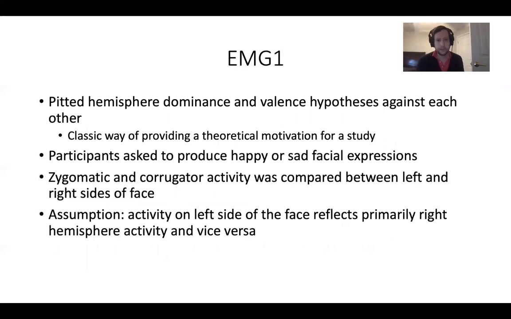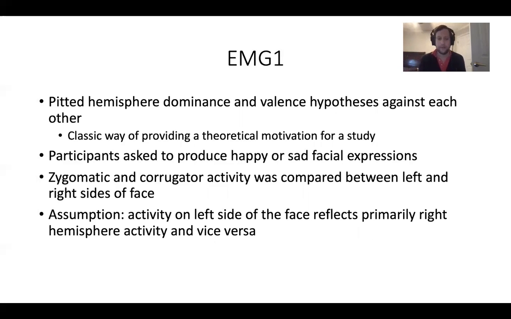So I talked about how EMG can measure arm activity, leg activity, and these facial muscles as well. These are voluntary muscles that you have control over. This EMG study was measuring these muscle groups, the zygomatic and the corrugator activity, and comparing the muscles on the left side of the face to the muscles on the right side of the face to see if there was an asymmetry in which side of the face becomes more activated when you are expressing these different emotions.